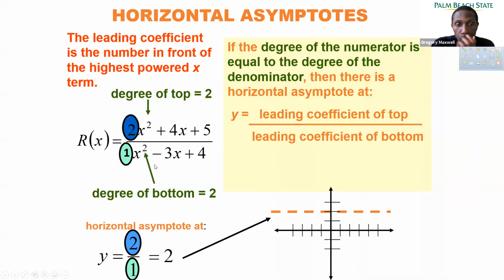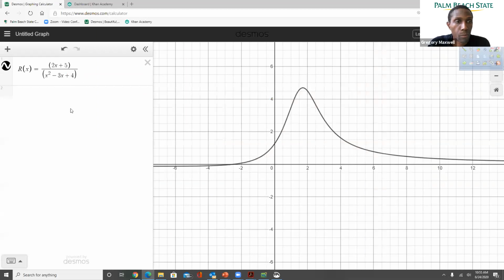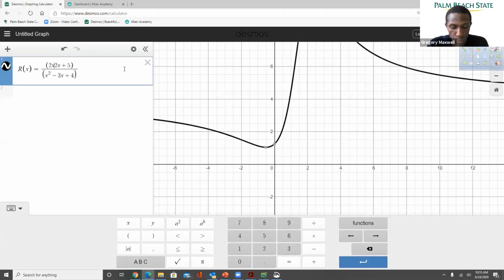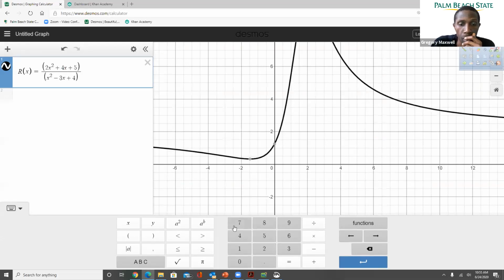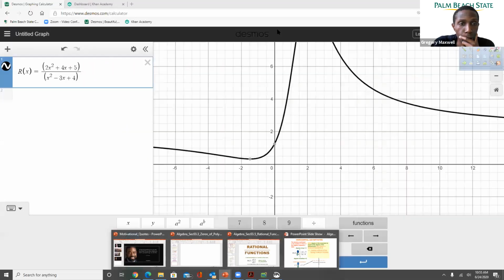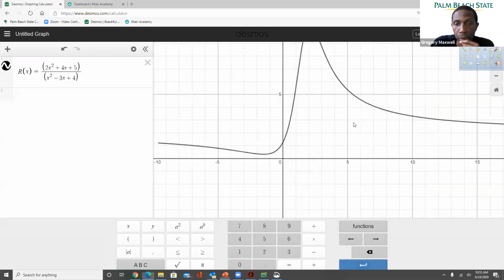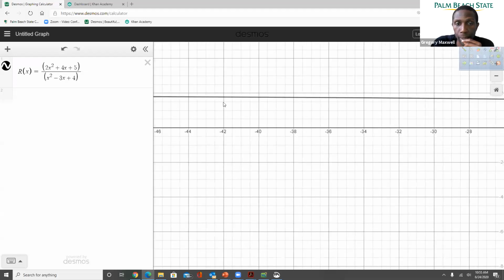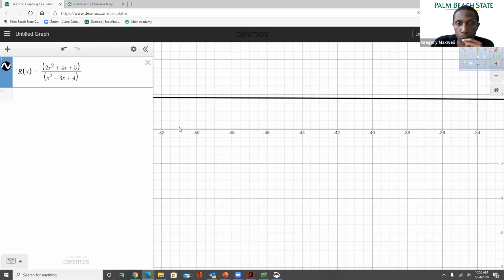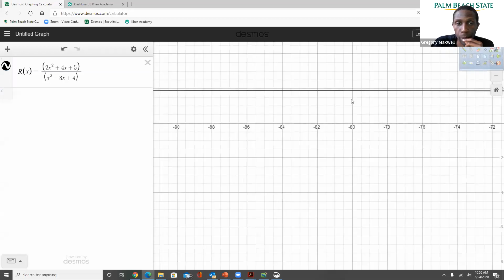Okay, let me just show that to you now. 2x squared plus 4x plus 5, and the bottom is x squared minus 3x plus 4. As you can see here, let me zoom out a bit. This graph, well, zooming in, as you go to the left, the graph eventually levels off at 2. See, it's getting closer and closer to 2. Takes a while, but it eventually levels off at 2.